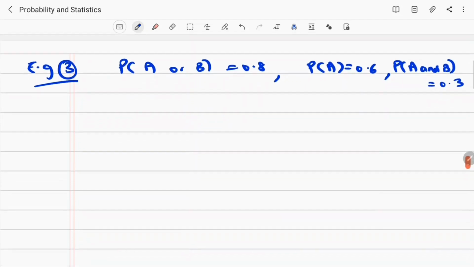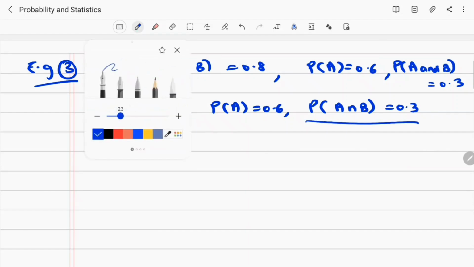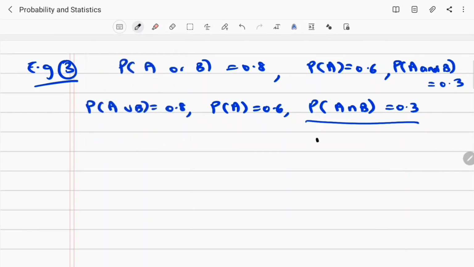Okay, so in other words, I can just reinterpret that as the probability of A union B is 0.8, the probability of A is 0.6, and the probability of A and B is 0.3. Now, just looking at the question, I already know that this is not disjoint, because if it was disjoint, that probability should have been equal to 0. Since it's not equal to 0, it is not disjoint.